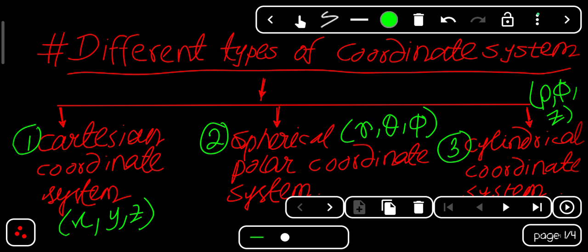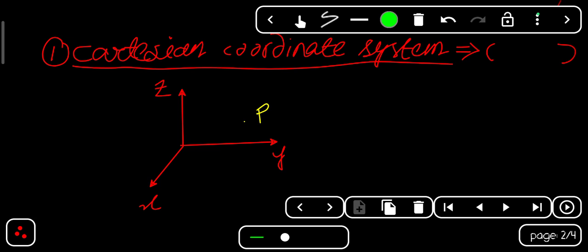Let's understand one by one. First we will understand the Cartesian coordinate system. This is very easy. We learn this from our basic classes, class 9th or 10th. To understand this coordinate system, the coordinates can be expressed as x, y, z. So if we take a point in 3D, the point can be represented as P, and P's coordinates will be x, y, z.